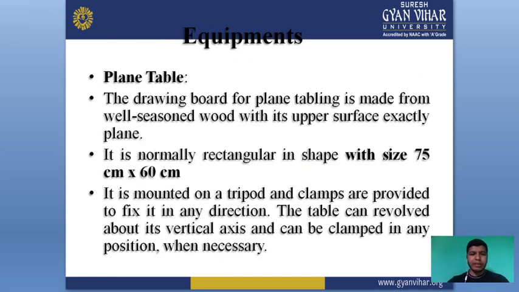The first one is the plane table. The drawing board for the plane table is made from well seasoned wood with its upper surface exactly plane. It is normally rectangular in shape with size 75 cm by 60 cm. This is the size of the plane table board which we use for drawing in plane table survey, and it is also mounted on a tripod. Clamps are provided to fix it in any direction. The table can revolve about its vertical axis and can be clamped in any position when necessary.